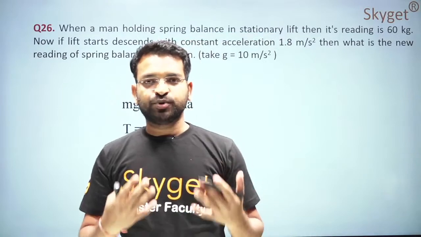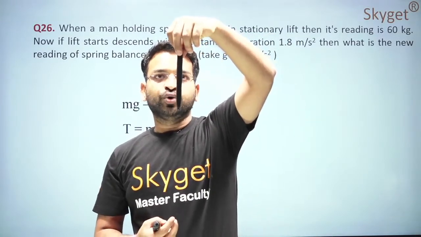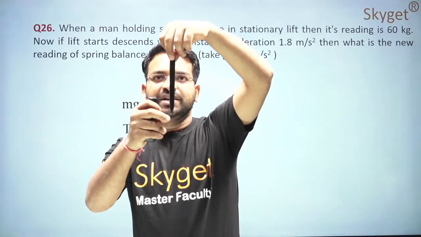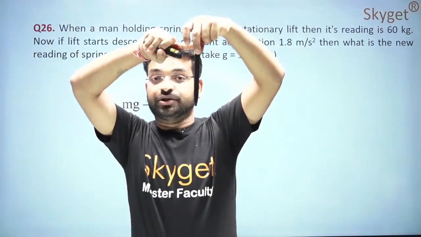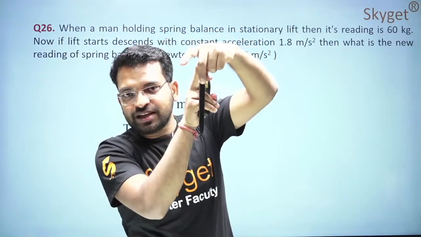Now what does it mean? Let's suppose you are standing, you are holding this spring. For example, I am holding this spring, right? So whatever the weight of that will be, the same tension will be applied by my fingers, right? If the weight is, let's suppose, 20 Newton, the same tension has to be there.